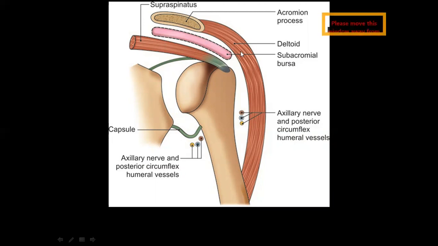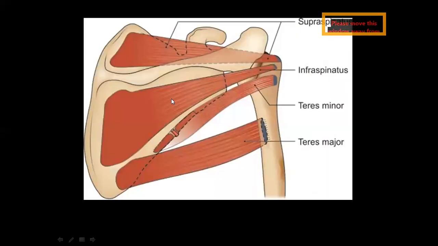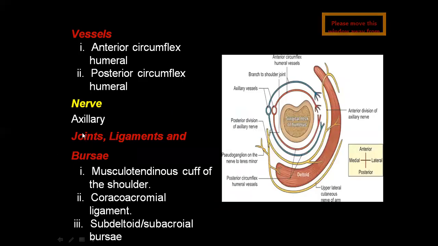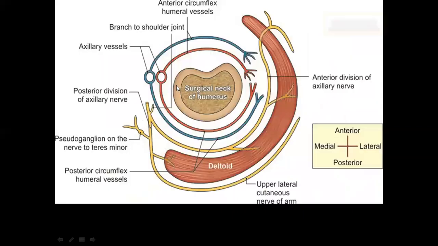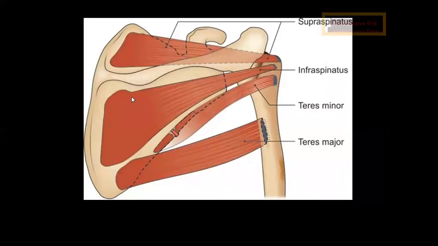Okay, so we are finding the acromion process. We are finding the anterior and posterior circumflex humeral vessels, axillary nerve. This is the capsule of the shoulder joint, what you see. So all these structures we find under the cover of the deltoid muscle. Then, these are all pictures.